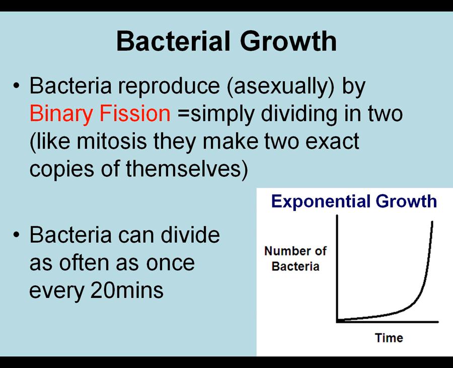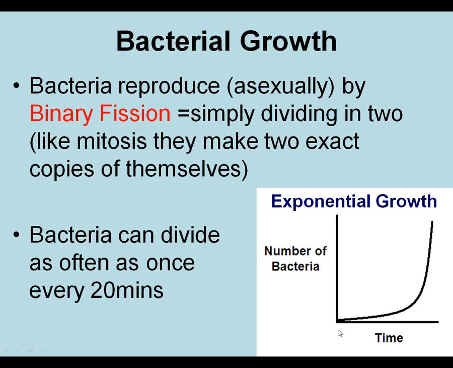And some bacteria can actually divide as often as once every 20 minutes. And that means the numbers can actually double every 20 minutes. So if you start with one bacterium, after 20 minutes you'll have 2, after another 20 minutes you'll have 4, and then 8, then 16, then 32, then 64, 128, 256, 512, 1024, 2048, and the numbers start to get really big really quick. And that's how you can actually have millions and millions of bacteria after several hours. They can get up into the millions.